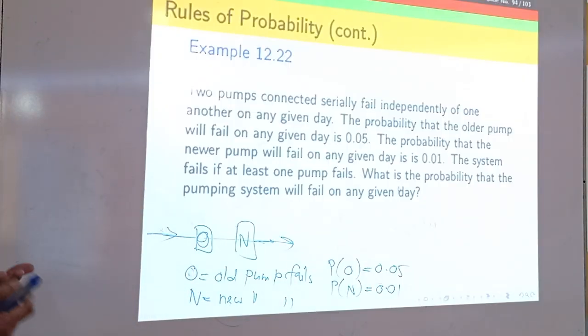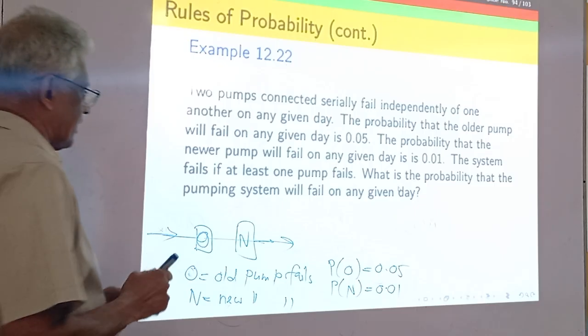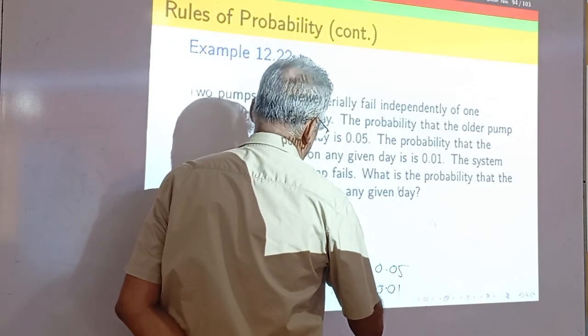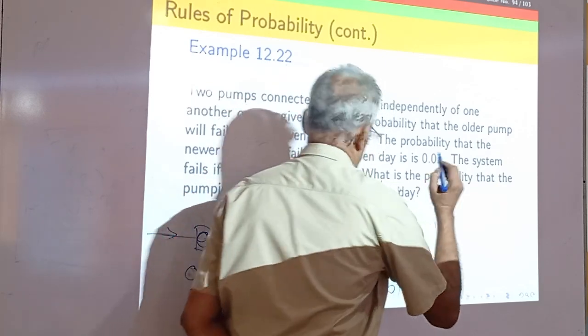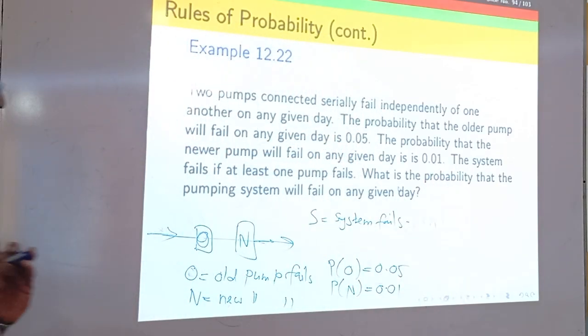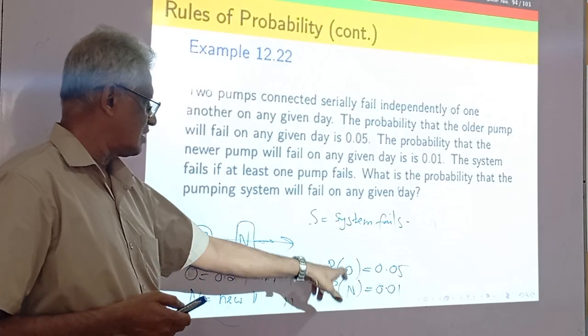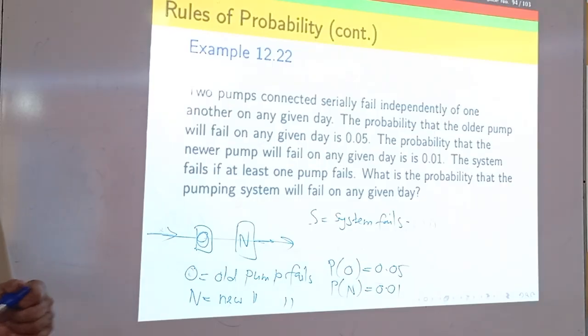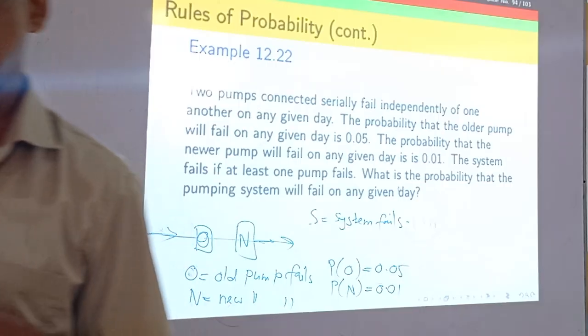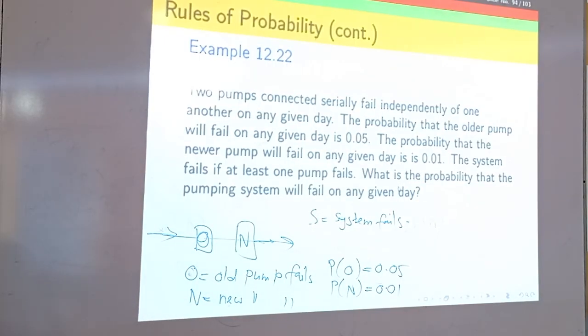Now we have to define the event that the system will fail. So let's say S is the event that the system fails. So somehow we have to define S in terms of O and N and then use the probability rules. So how do we write down S in terms of O and N? System fails means?